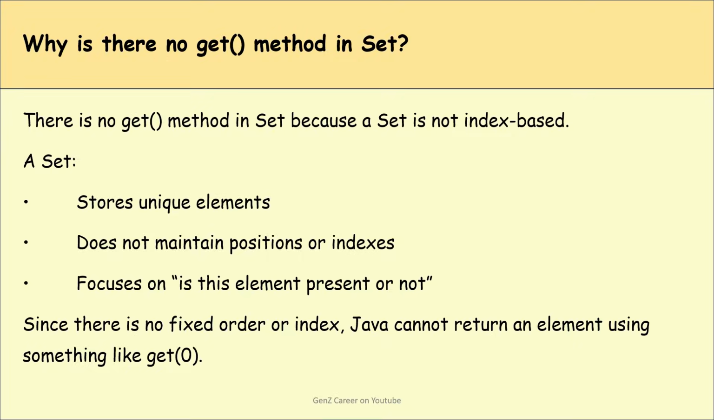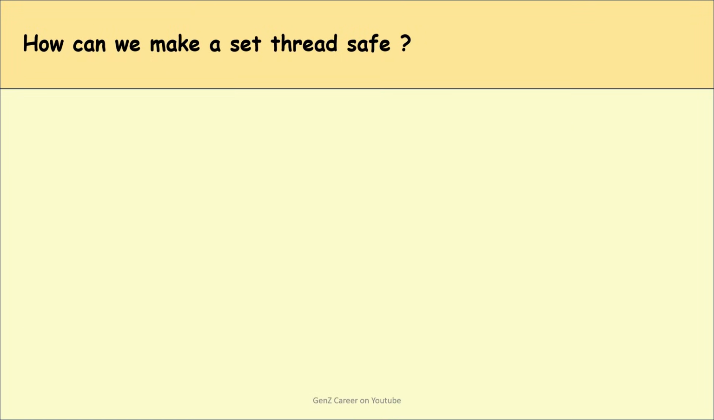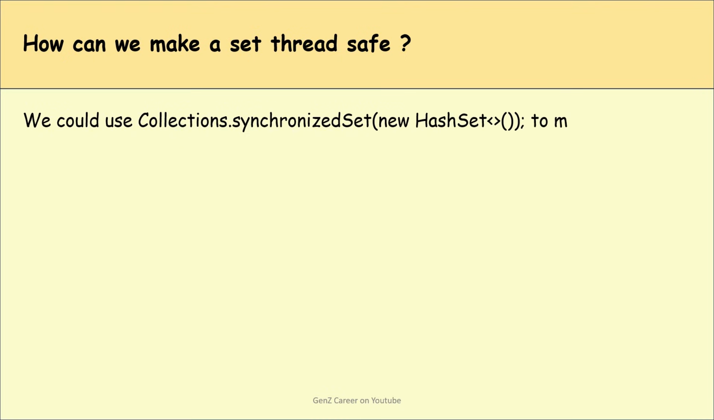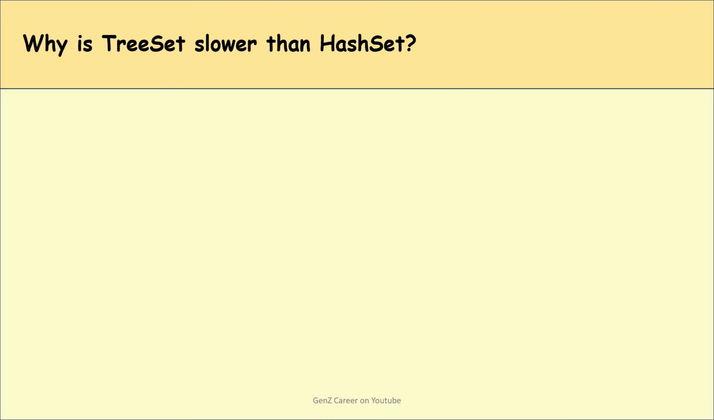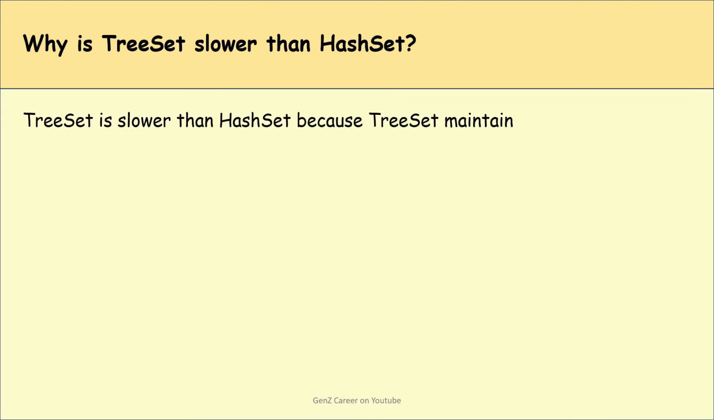Okay. How can we make a set thread safe? We could use Collections.synchronizedSet to make a set thread safe. Very simple. Okay. Why is TreeSet slower than HashSet? TreeSet is slower than HashSet because TreeSet maintains order and sorting. It takes more time to insert, delete, and search.